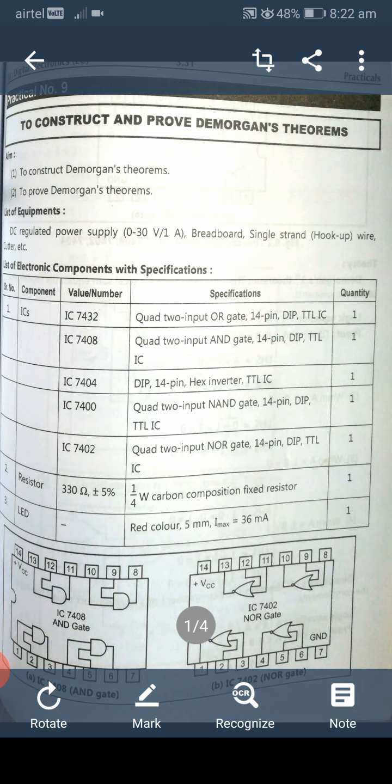Pin number 2 and 3 are the input of this NOR gate and 1 is the output. Pin number 5 and 6 are the input of this gate and pin number 4 is the output. Pin number 9 and 8 is the input of this NOR gate and pin number 10 is the output. Pin number 11, pin number 12 is the input and pin number 13 is the output of this NOR gate.